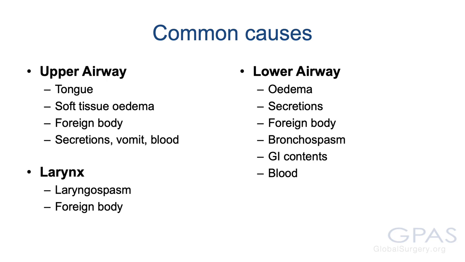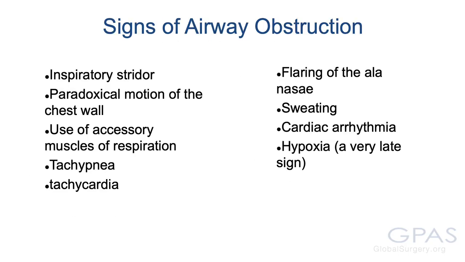In the lower airways, the commonest causes are bronchospasm, edema, secretions, foreign bodies, and GI contents, or sometimes blood. Signs of airway obstruction are multiple. However, the commonest of them is inspiratory stridor, which may also be associated with paradoxical chest wall and abdominal movement, use of accessory muscles, tachypnea, and tachycardia.